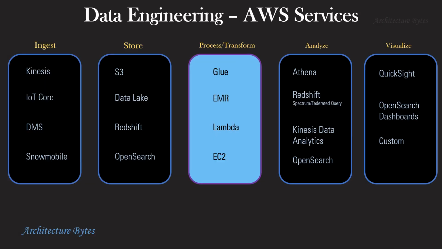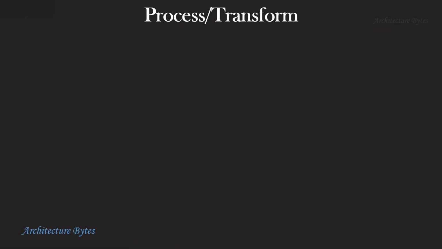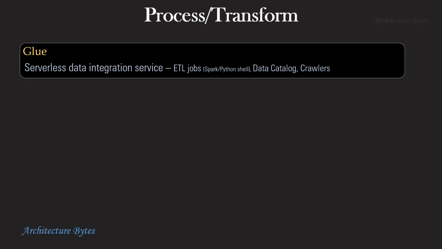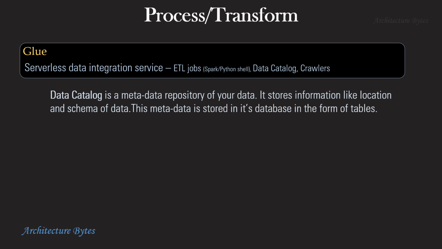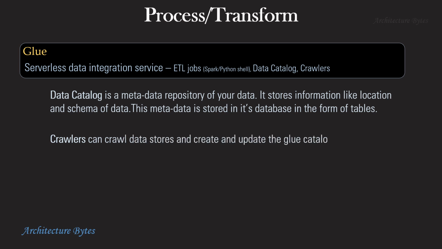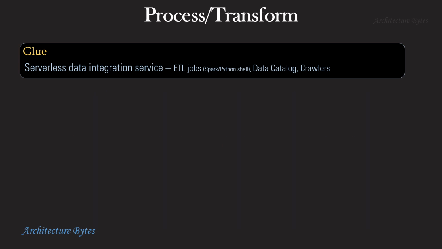Process or transform data. AWS Glue is a serverless data integration service where you can run your ETL jobs in Apache Spark or Python shell. It also comes with a data catalog and crawlers. Data catalog is a metadata repository of your data. It stores information like location and schema of data. This metadata is stored in its database in the form of tables. Crawlers can crawl data stores and create and update Glue catalog tables. The data sources could be S3 or RDBMS, for example.